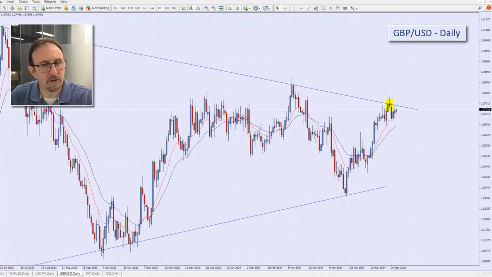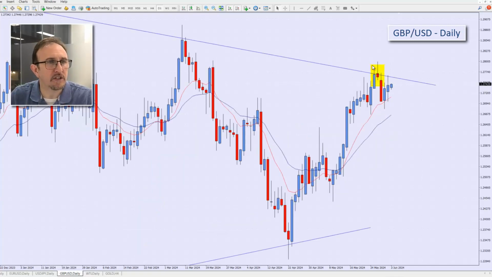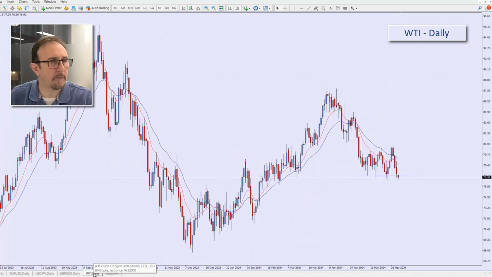But so I guess to adjust this chart, what I need to do, let me zoom in again. I'm just going to shuffle this one over a little bit, and let's see if I can produce it over here. Okay, there you have it, GBP USD. Let's look at oil, WTI.